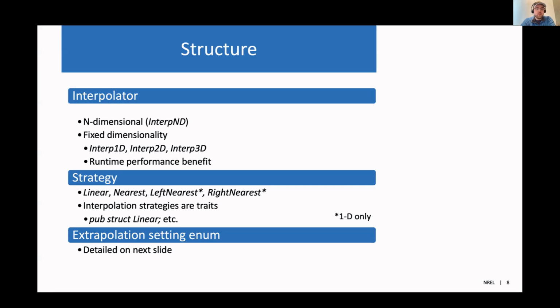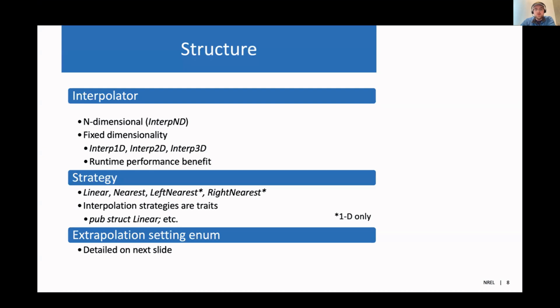There are multiple interpolation strategies in ninterp. The ones that work for any dimensionality are the linear and nearest neighbor interpolation, but there's also left nearest and right nearest, which only work for one-dimensional data. And it's pretty interesting how these strategies were structured here. The interpolation strategies are traits, and the different strategies themselves are just unit structs. And this means that you can create a custom strategy in your downstream code if you wanted to and have it use data contained in the type and everything. So there's a lot of flexibility with what you can do here.